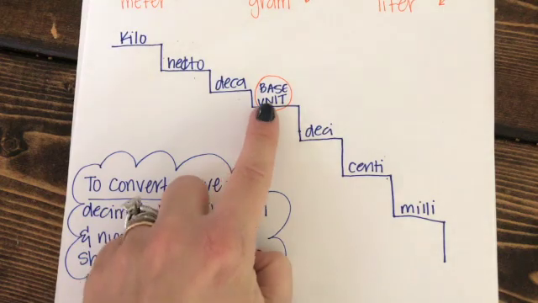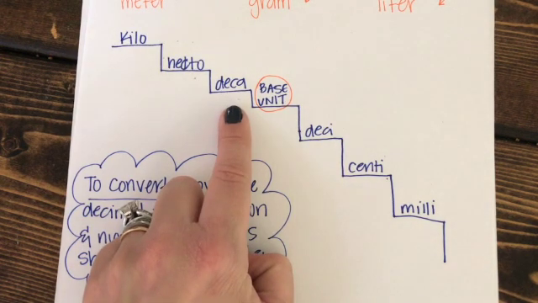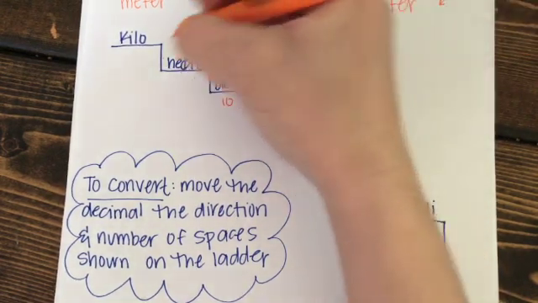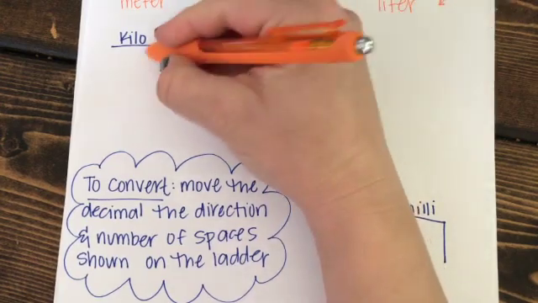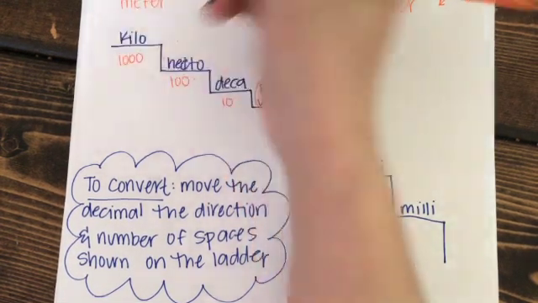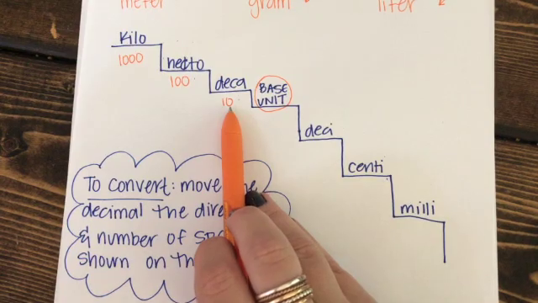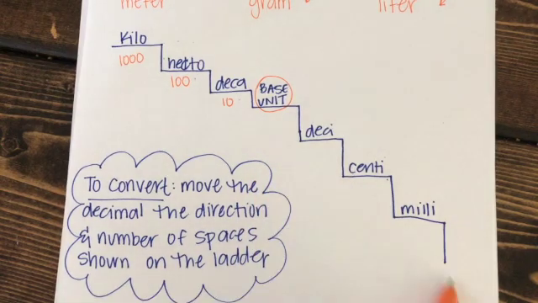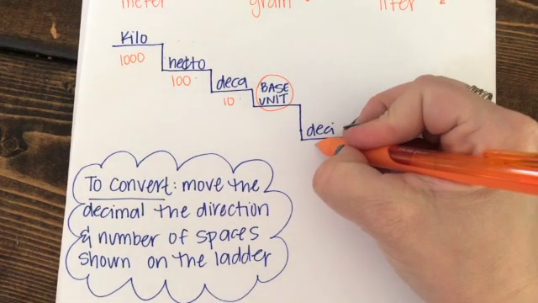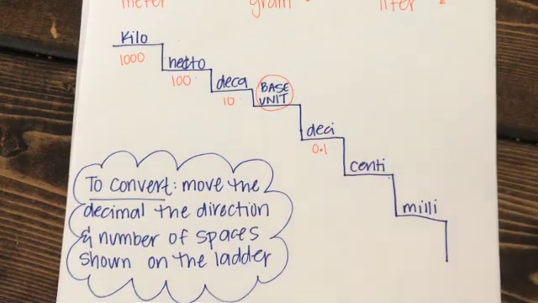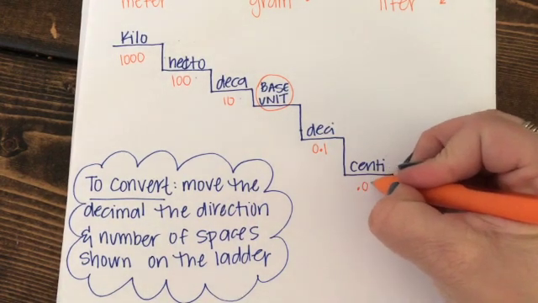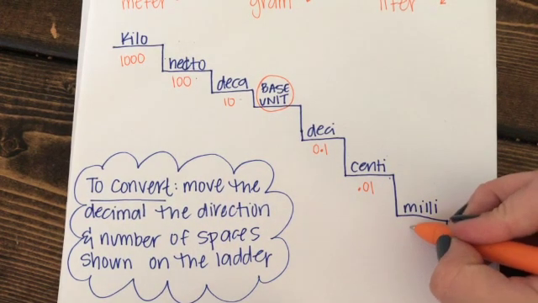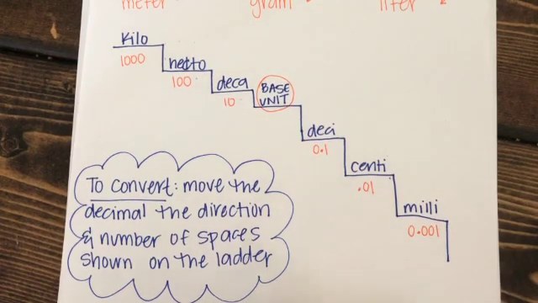If we're starting at the base and going to deca, deca means times 10. Hecto means times 100. Kilo means 1,000. So it's our base unit, 10 times bigger, 100 times bigger, and then 1,000 times bigger. Going down the ladder from our base unit, deci is 10 times smaller, so 0.1. Centi is 100 times smaller, so 0.01. And milli is 1,000 times smaller, so 0.001.